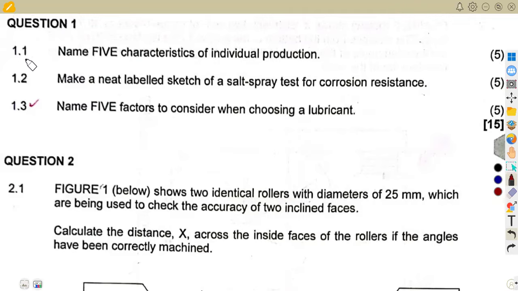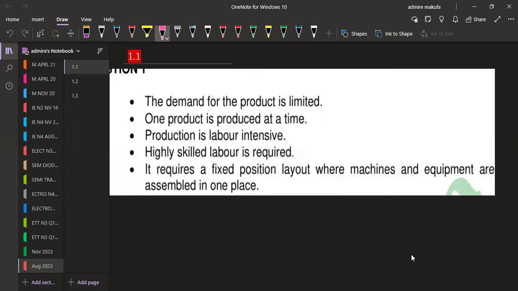This is question number 1, which we know is the workshop, so there are a lot of things that are considered there. So we are given the first part: name 5 characteristics of individual production. Remember, the individual production where we are dealing with one item. That is the idea there.